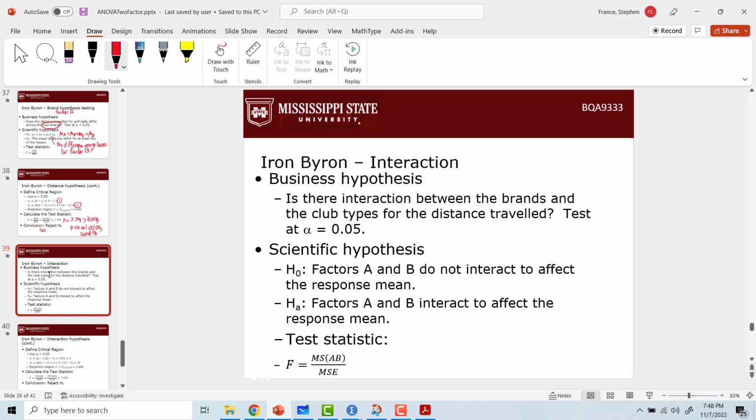Okay, now just if you were falling asleep in the rest of the video, don't wake up now, because this is the interactions. So this is the interaction between A and B.